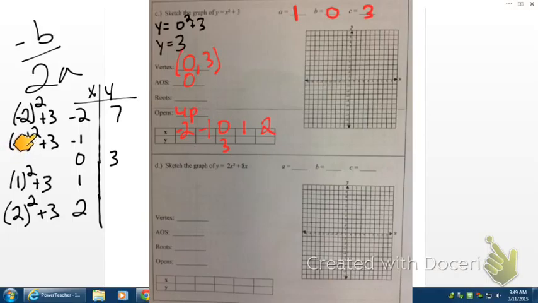Negative 1 squared is going to give me just 1, plus 3 is going to give me 4. We have to do all that to find all these? That's going to be 4, and that's going to be 7. Okay? So you can go ahead and fill that into your table.